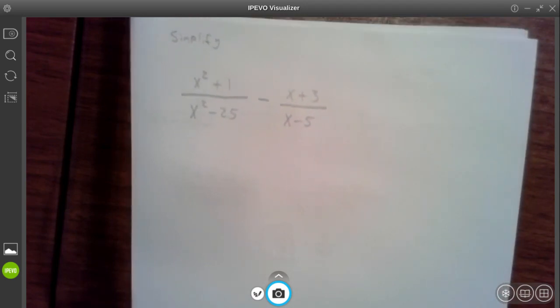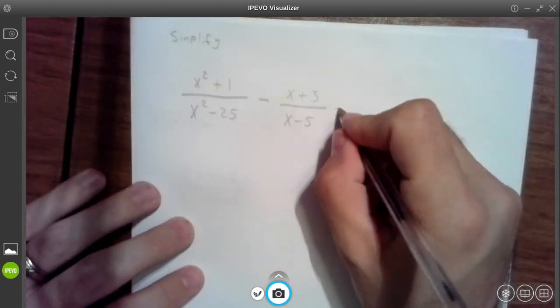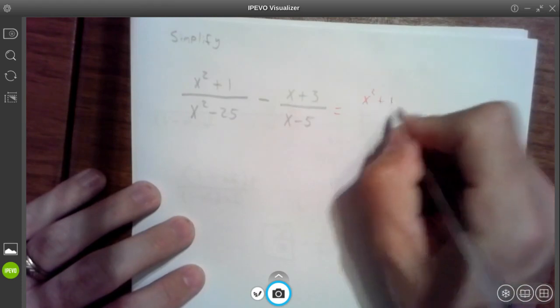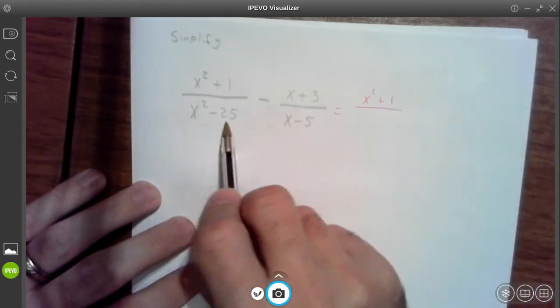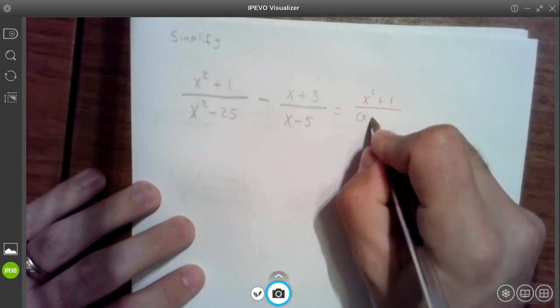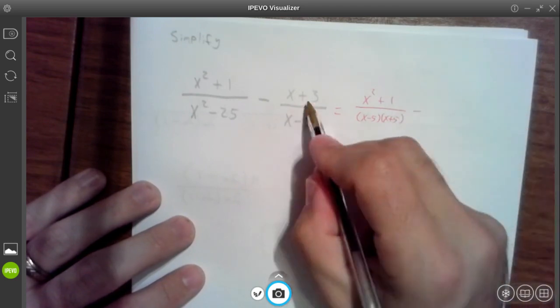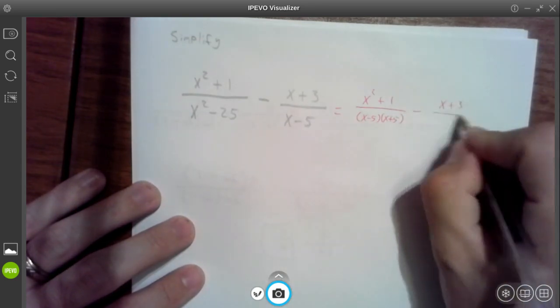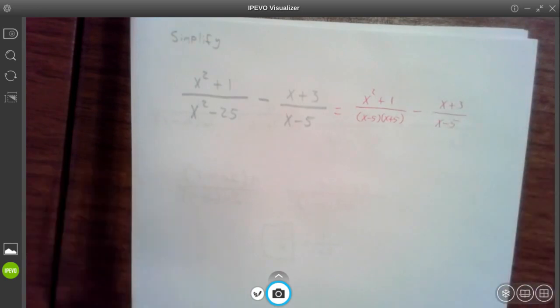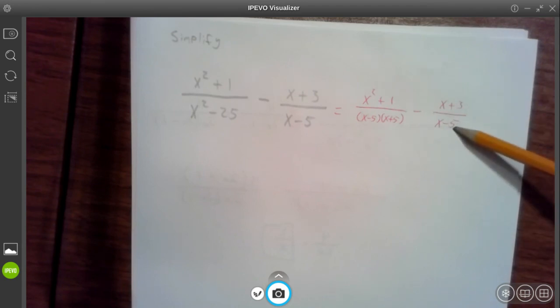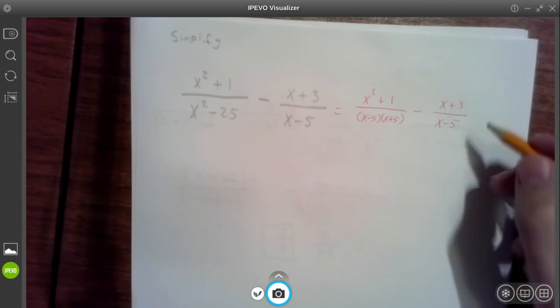This one. So we need to factor the denominators because we need to see what factors we're missing on each term in order to join them. So I've got x squared plus 1 over, this is going to factor using difference of squares, x minus 5, x plus 5, minus x plus 3 over x minus 5. In the denominator here, I'm missing an x plus 5 factor. So I'm going to have to multiply top and bottom by x plus 5.